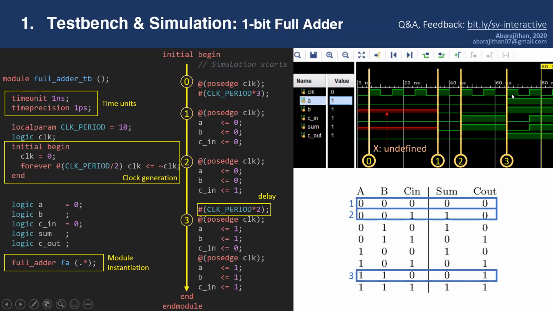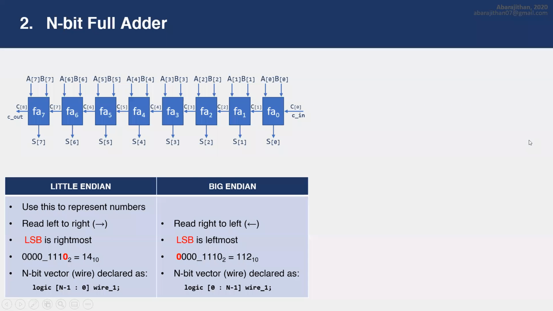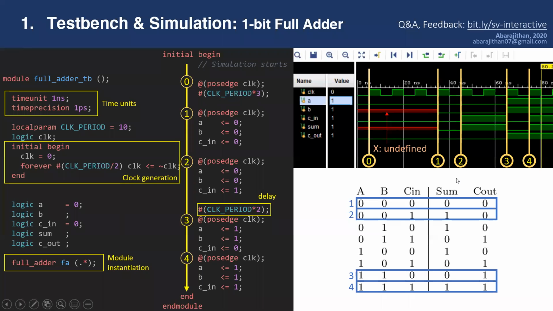Now the third one over here, that is after 2 clock cycles. So I'm giving a delay of 2 clock cycles, then I give a positive clock edge. At the next positive clock edge, I'm giving 1, 1, 0. A, B, C in is 110, that corresponds to 110 here. The result should be sum 0, C out 1. Next clock cycle is here, 111. Output is 11. So 111 we give it here, and the output is 11. All right, so that is the 1-bit full adder testbench.